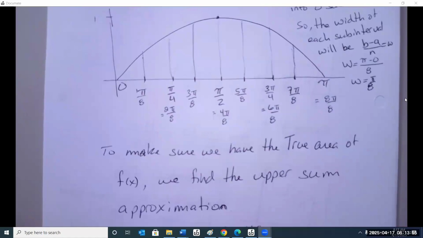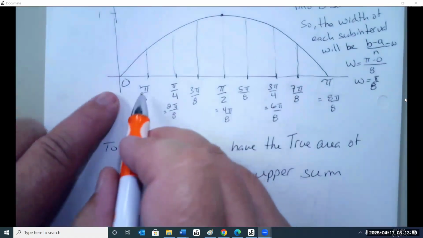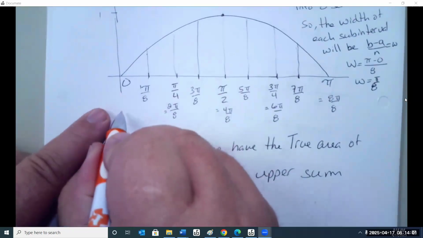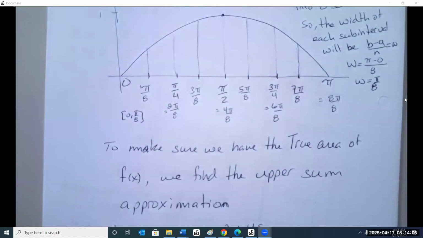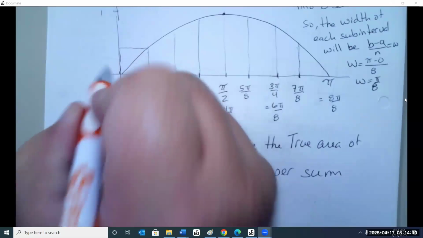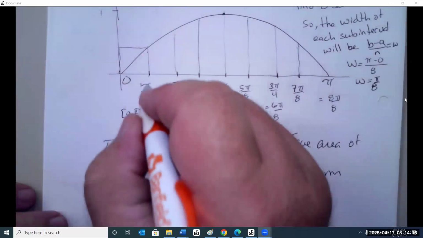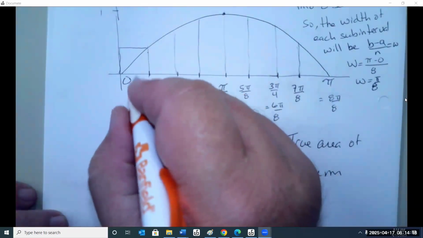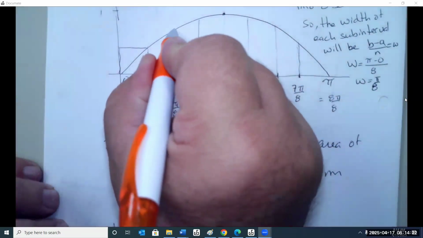So we're looking for the upper sum. That means in each interval, for this first interval, we're going from 0 to pi over 8. So we want this area. We want to find that area. So we're going to be using this as the input for this first one. For the next one, we're going to use this.